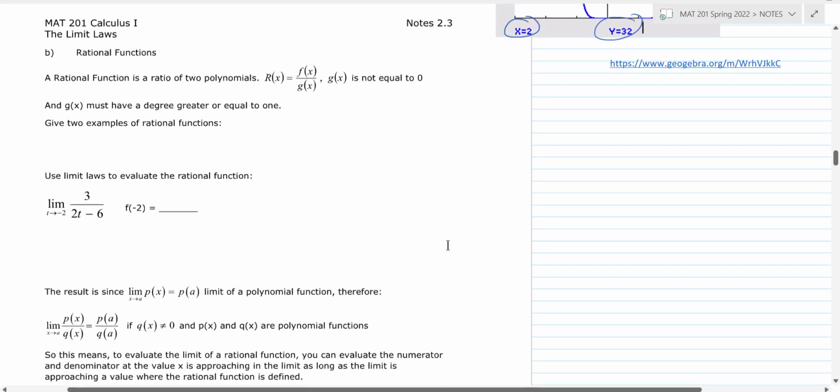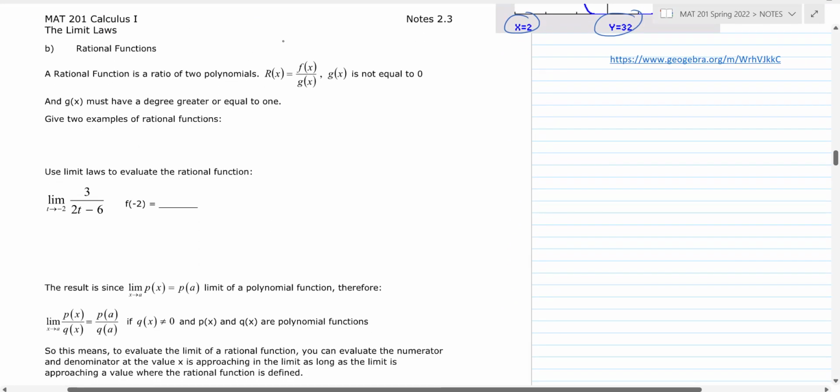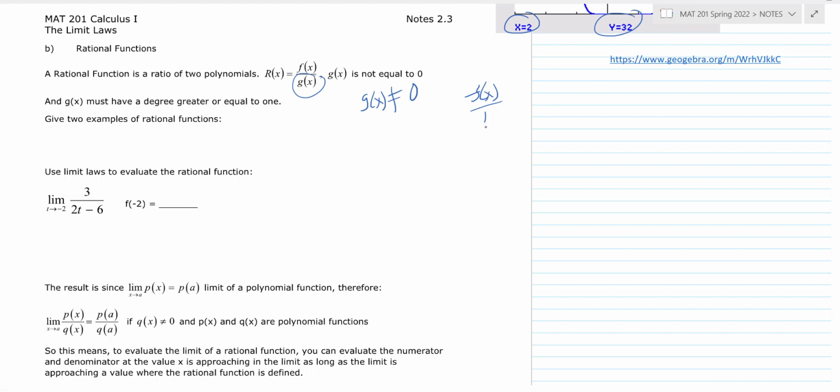We're going to look next at rational functions. What we'll be looking at on this part is a rational function, which is when you just have a ratio of 2 polynomials. Looks like this, and then the denominator can't be equal to 0, because you'd have a 0 denominator. And then g of x must have a degree greater or equal to 1. So you can't have a function over 1, then it's not considered a rational function. You have 2 separate polynomial functions, but the denominator has to have a degree of at least 1, and it can't be equal to 0.